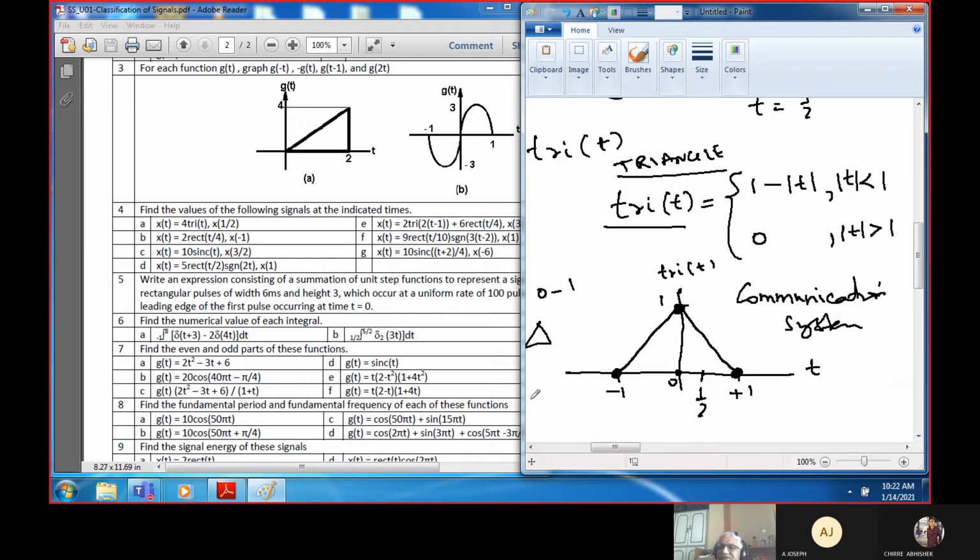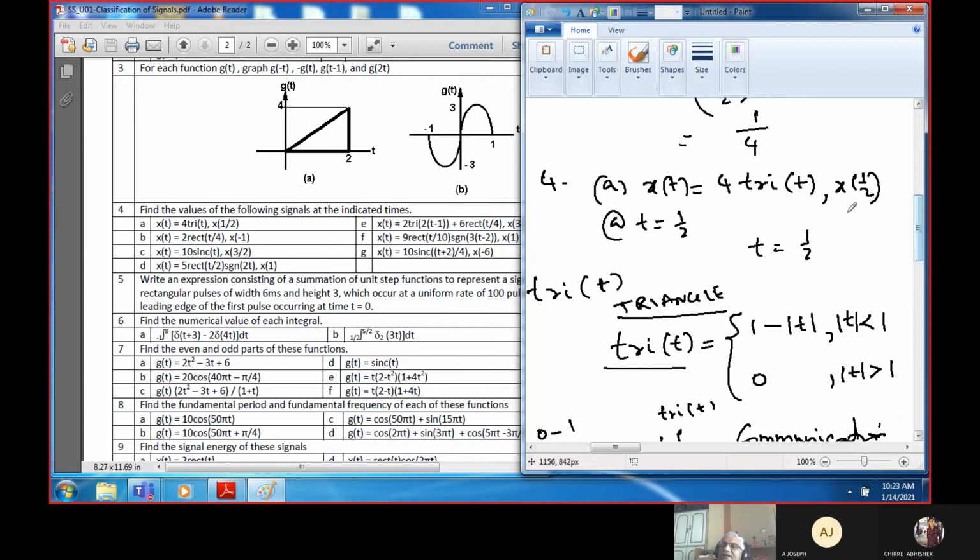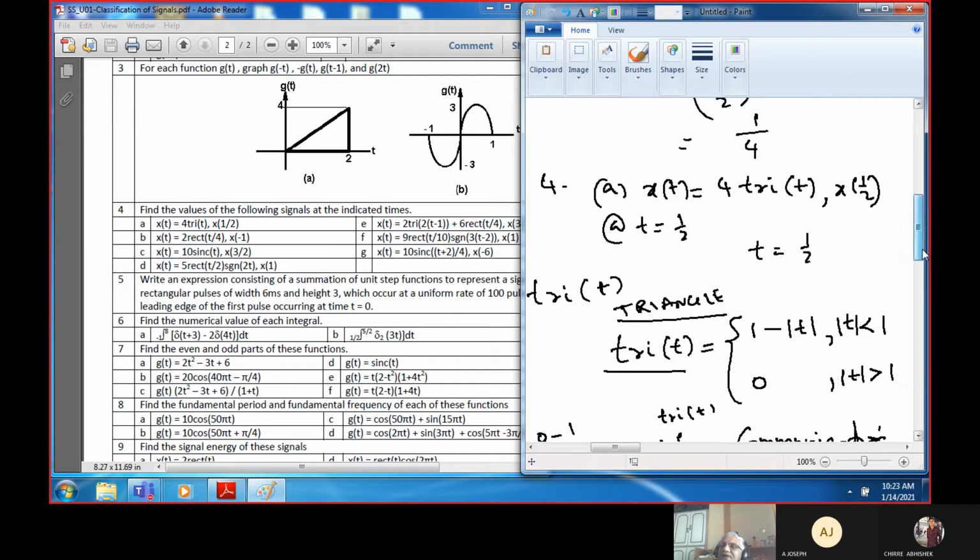So this is 1 by 2. At 1 by 2, what is the value of this one? Because this is a straight line, simply join it here. This is in the middle of these 2 points. Obviously, the y-axis also should be in the middle of these 2 points. So this has to be half. Is it not? So here the answer for this one will be half. Here at t equal to half, x of half is equal to half.